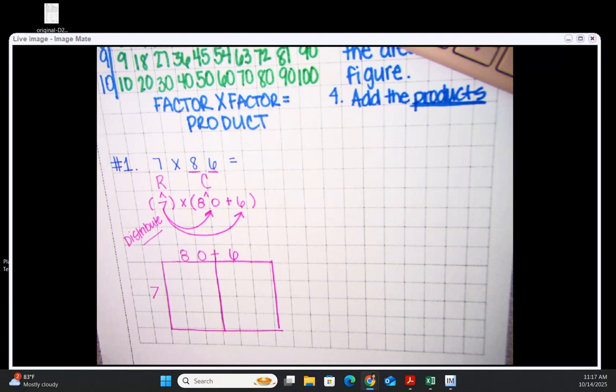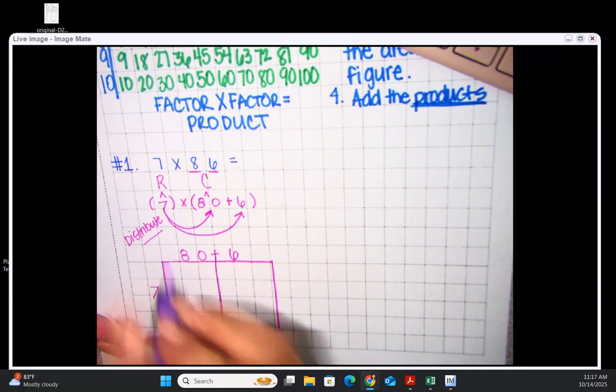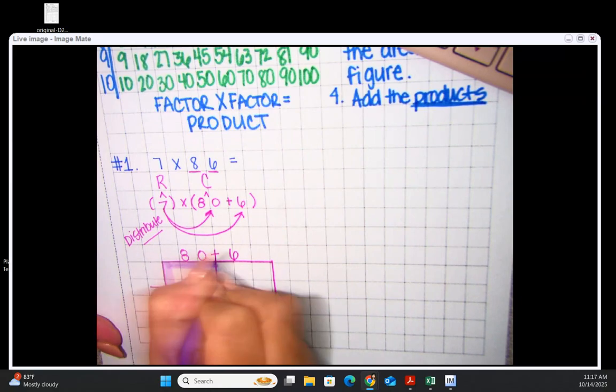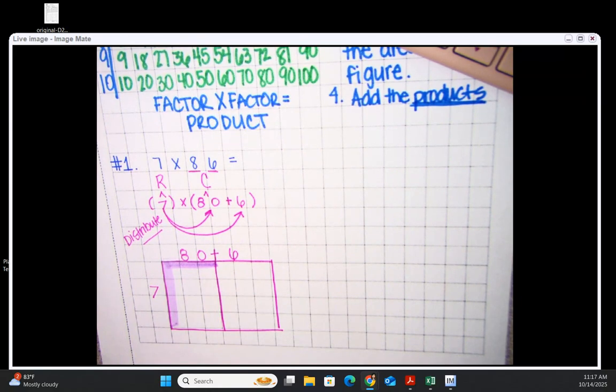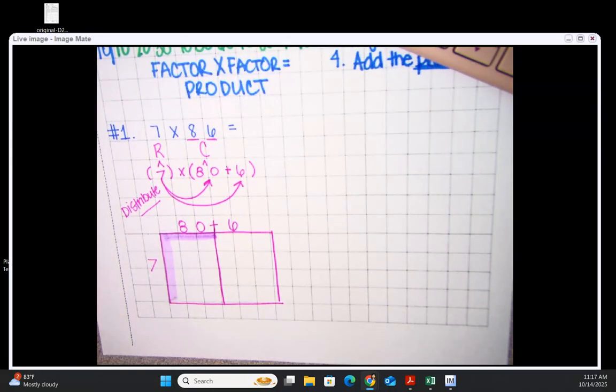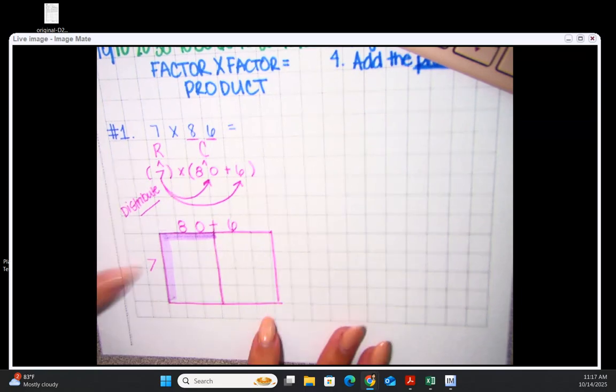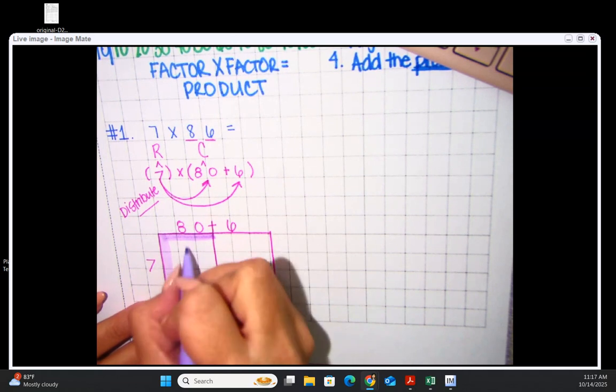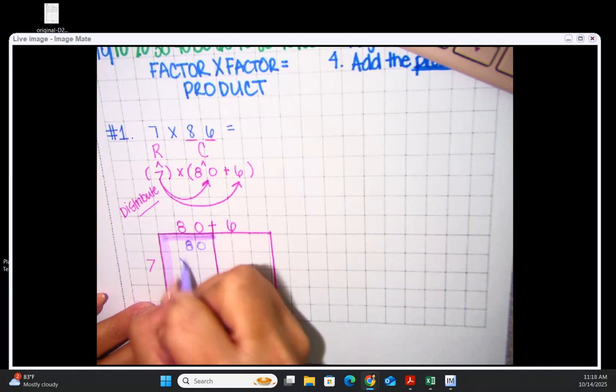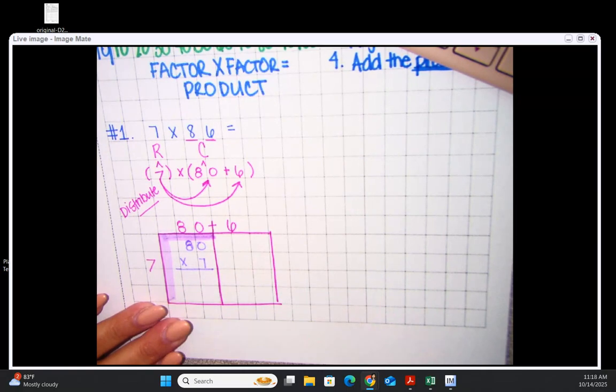Now I have to find the area of this figure right here. I only want the area of this part. How can I find the area? What do I have to do? Very good, because area equals length times width. So this is my length, this is my width. I'm going to multiply 7 times 80. Now we learned how to multiply by multiples of 10.